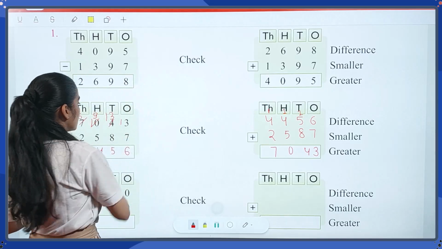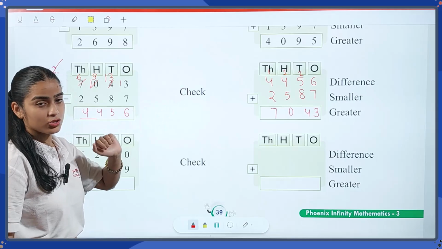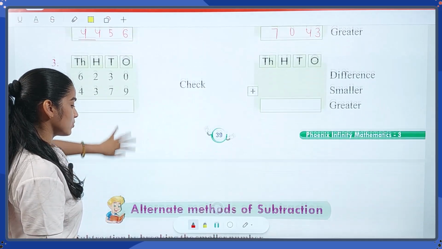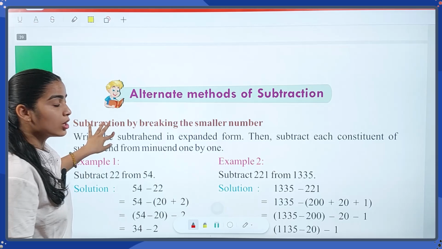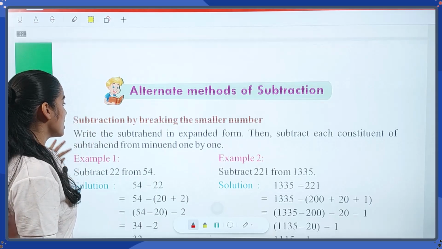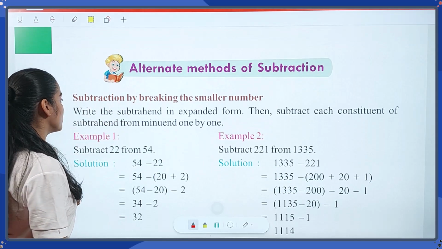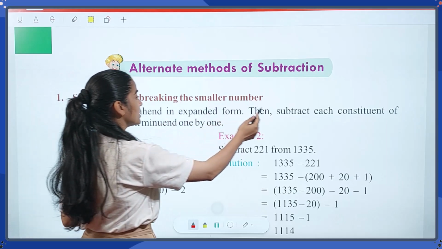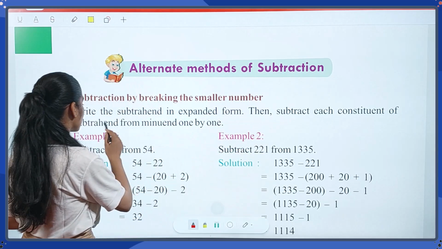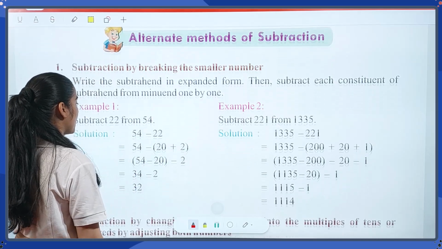So we are doing our subtraction the correct way. You have to do the rest of the questions in the same way. Now, alternate methods of subtraction. Subtraction by breaking the smaller number: write the subtraction in expanded form, then subtract each constituent from the minuend one by one.